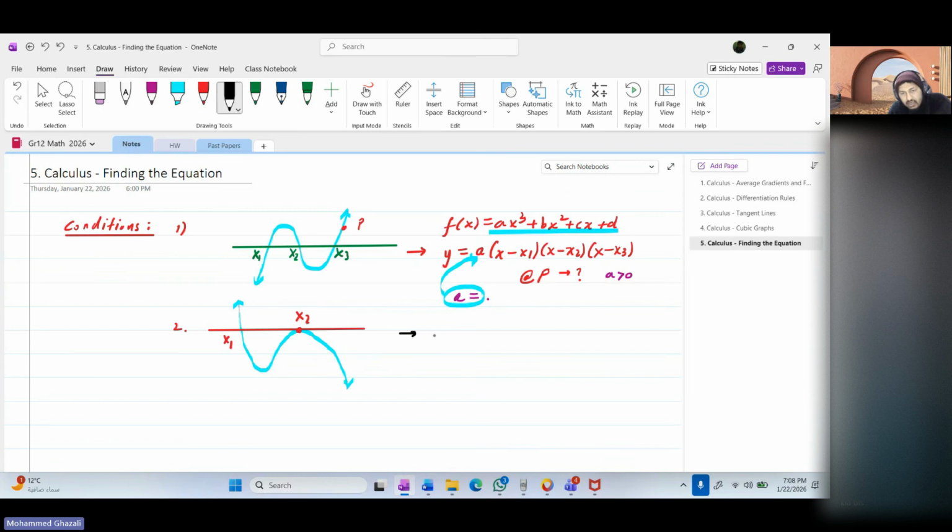You're going to start off with y equals, and obviously you're given some other point. So you're going to start off with y equals a into x minus x1. And what did I tell you, when the turning point is on the x-axis it is twice. So you're going to say x minus x2 squared. The square is very important. And you're going to say at P.